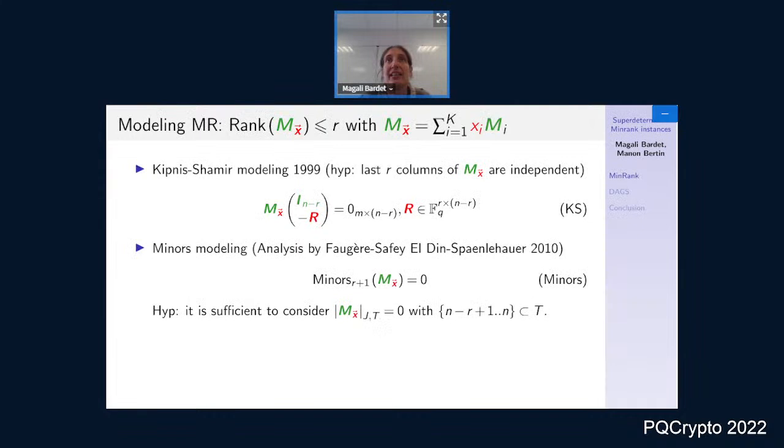A second modeling is the Minors modeling, where a matrix has rank at most r if and only if all its minors of size r plus 1 are 0. Note that here we put the identity at the beginning, and it corresponds to the hypothesis that the last r columns of M are independent, and it expresses the first n minus r as a combination of the last r columns. If we make the same hypothesis here, we can restrict the system to the minors that correspond to the last r columns plus one of the n minus r first ones. So it's a smaller number of minors. And this modeling was completely studied and analyzed by Faugère, Safey El Din, and Spaenlehauer in 2010.